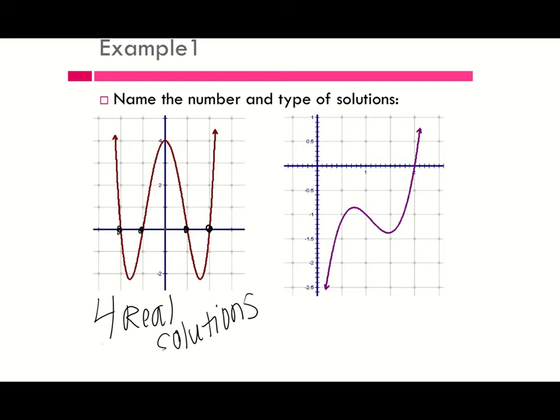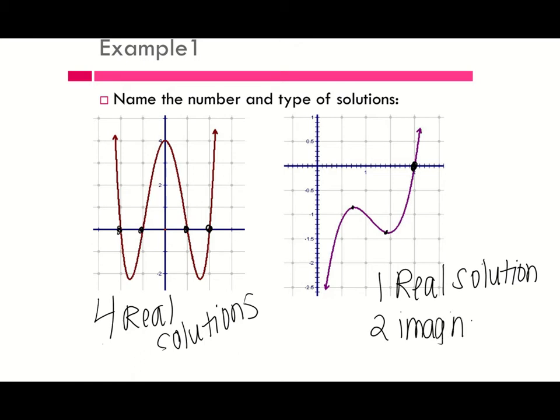Now my graph on the right, identify the degree. This is going to be degree 3 because I have 1, 2 turning points. So this is going to be a cubic, degree 3. If I look on my x-axis, I have 1 x-intercept, so I have 1 real solution. And that makes my other 2 imaginary or complex solutions.